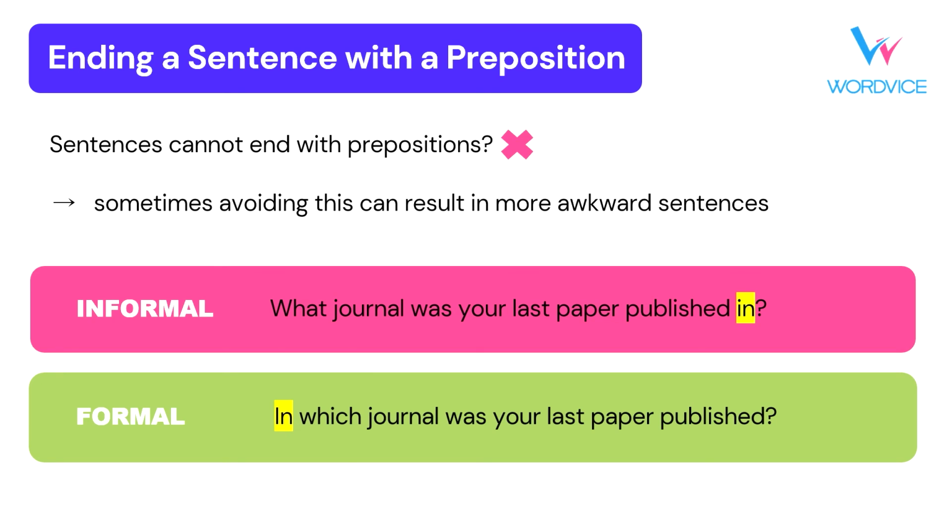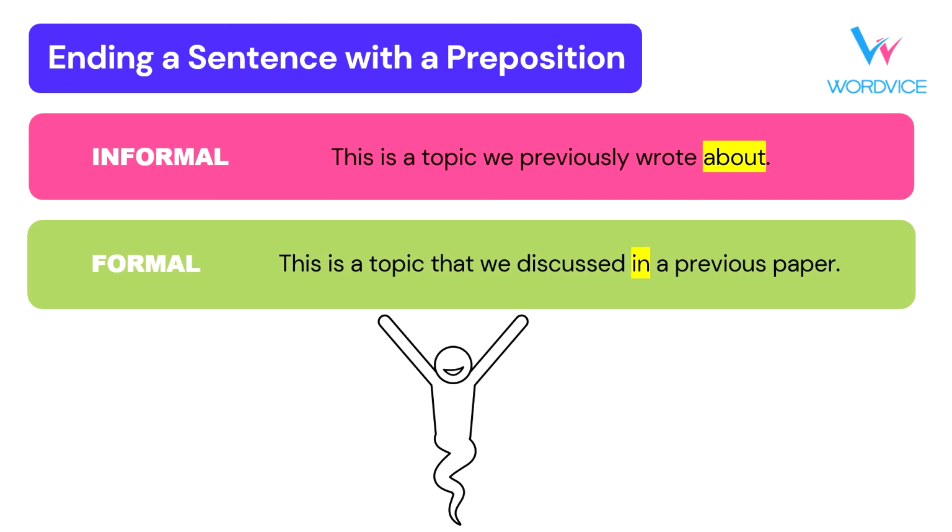Additionally, when moving a preposition to a place earlier in the sentence, it is important to remove the preposition at the end. In this example, the preposition about has been replaced with a prepositional phrase that further clarifies where the topic was published.